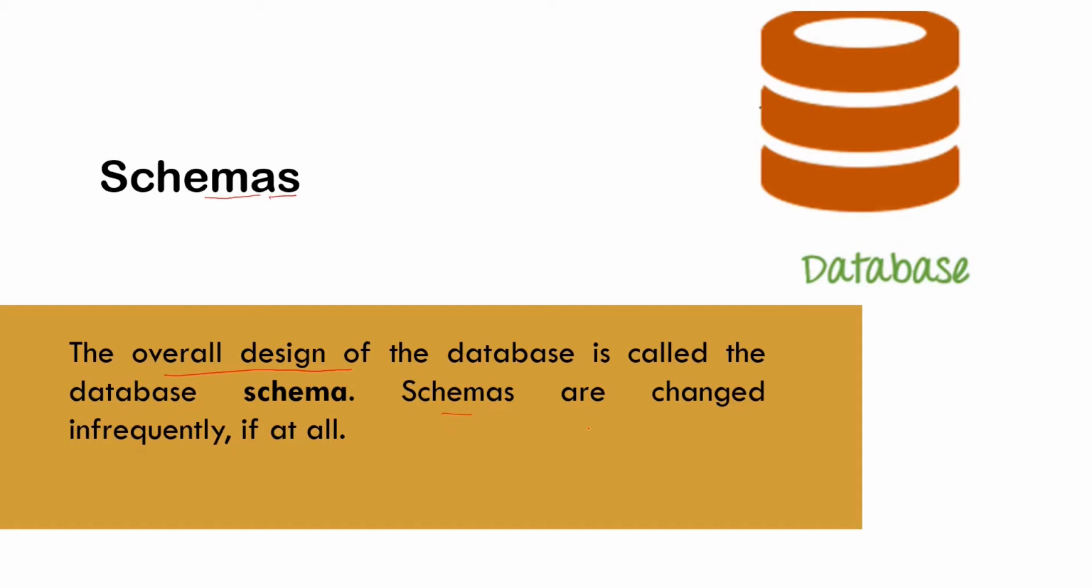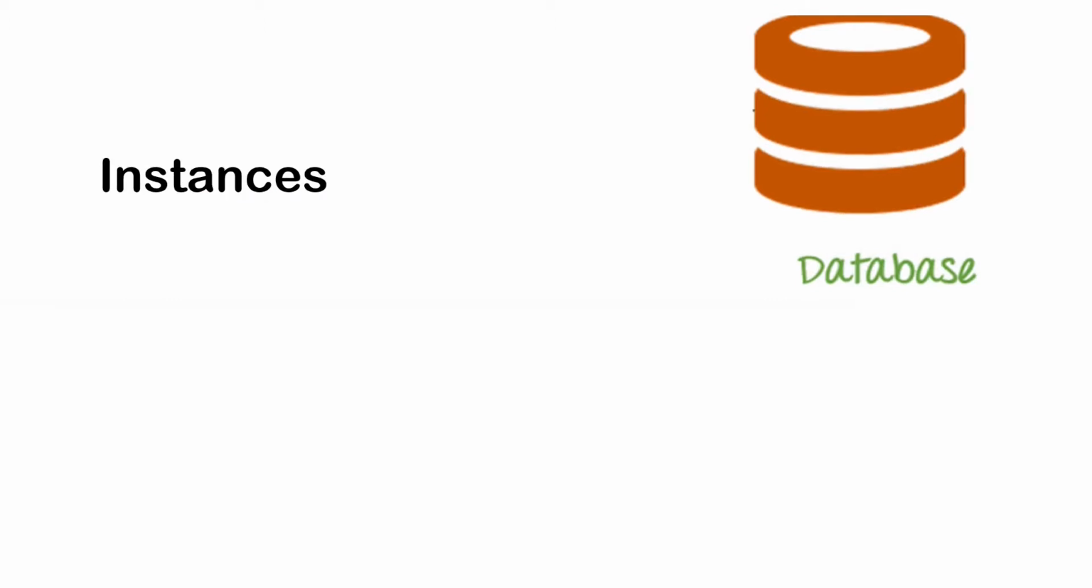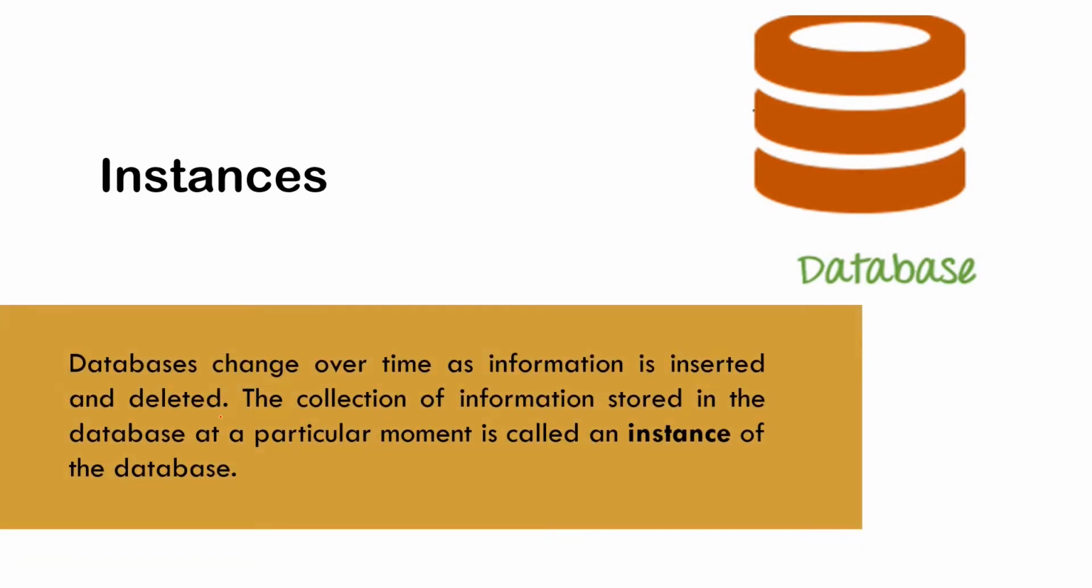Then what is an instance? A database is always an ever-changing thing, because the database changes over time, as we are inserting data into it or deleting data from it. Naturally, the database is going to change. So the collection of data which is stored at a particular moment will be called the instance of the database.